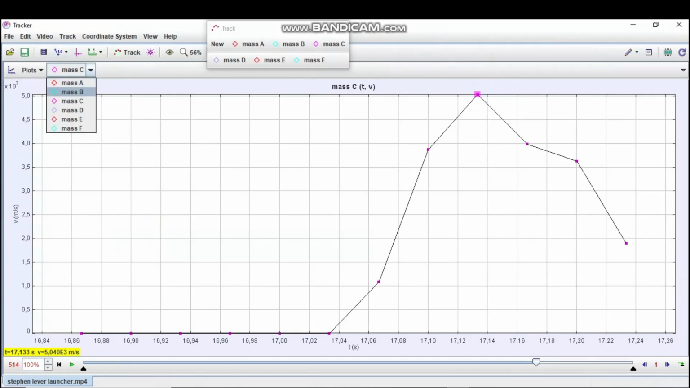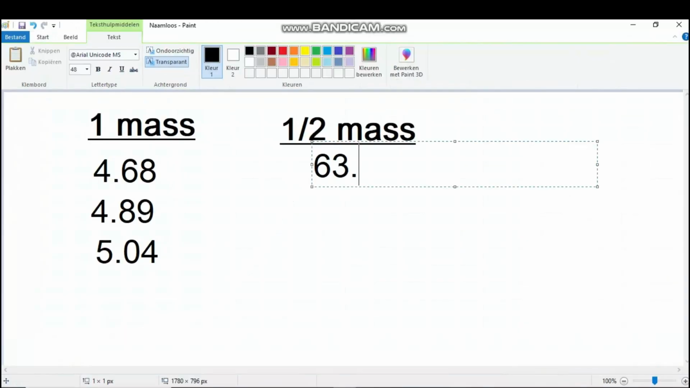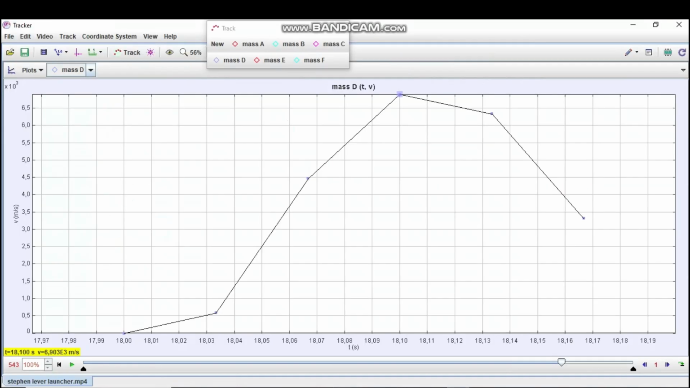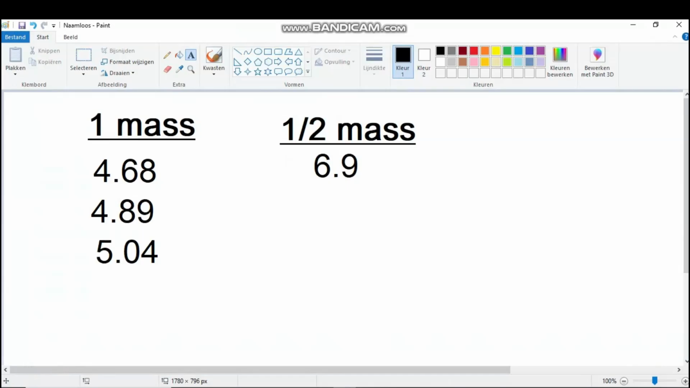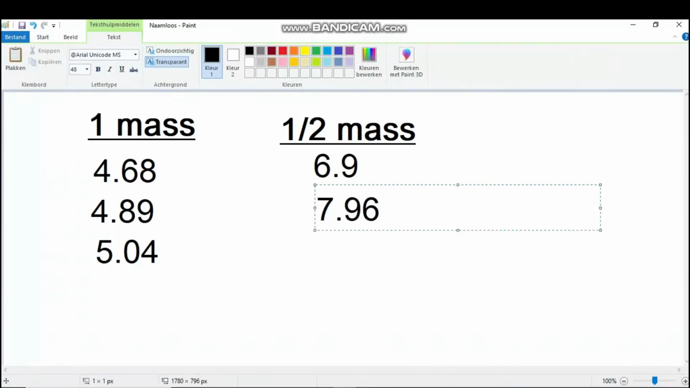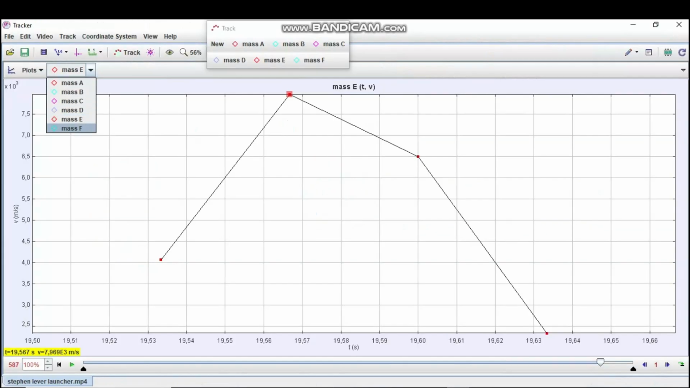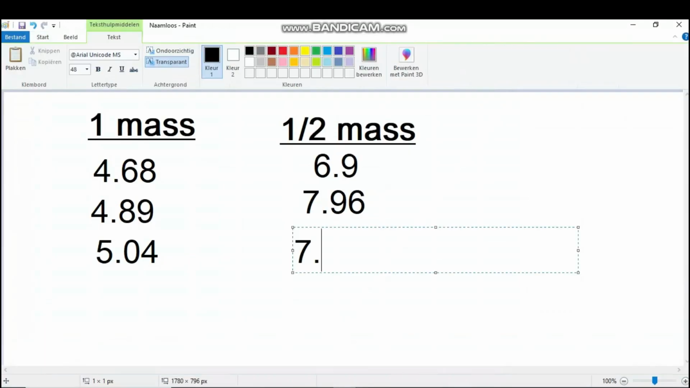Right, then the half mass has a maximum velocity of 6.9. There we go. Then the second trial, 7.96, right? And then the third trial, what's that? 7.08. Right, now we have our numbers.